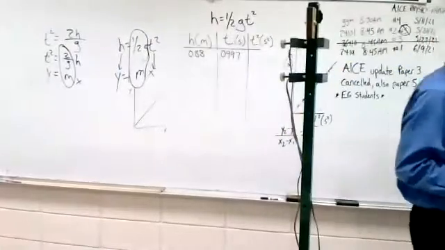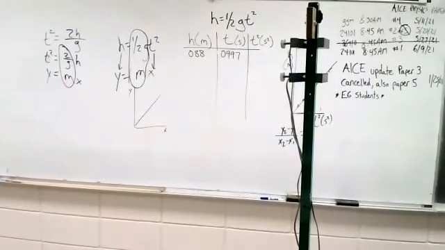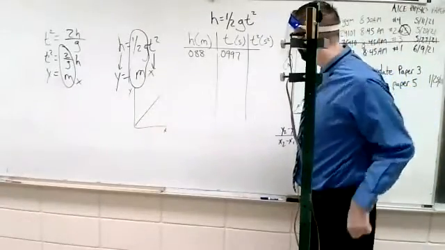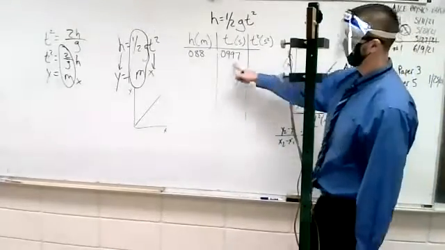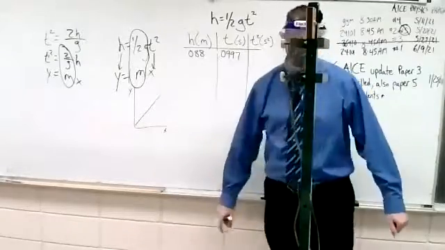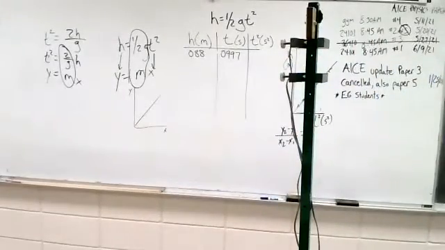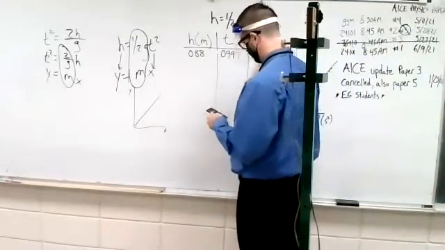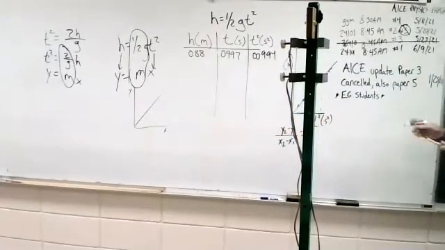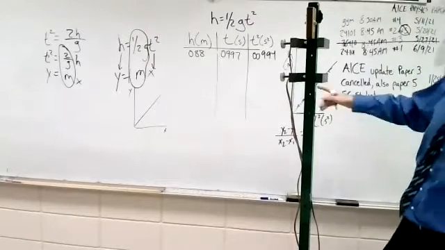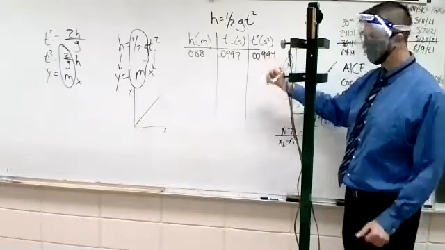0.0997 seconds. Everybody with a calculator knows what t squared is. Everybody with a calculator knows that 0.0997 squared is 0.00994. Okay. So remember, these are the quantities we're going to plot. This is what we're actually going to plot: t squared against H.